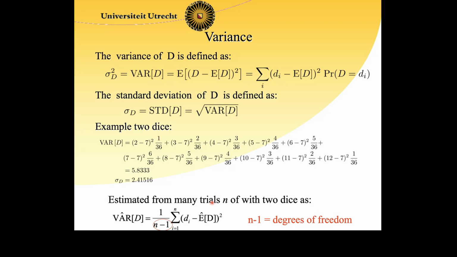And n minus 1 is the number of degrees of freedom, and we lost 1 degree of freedom because we're using here the mean that is estimated from the data from the trials, instead of the actual mean of 7. So this is just to show you that we can reason out from the probability distribution what the mean and the variance are, but we can also do the experiment and get an empirical estimate of that true variance.